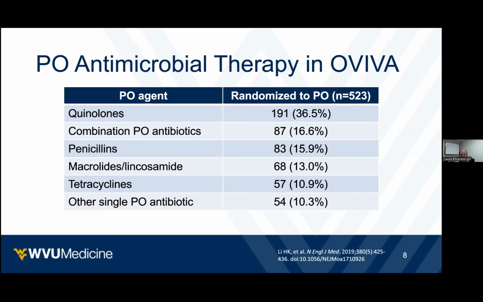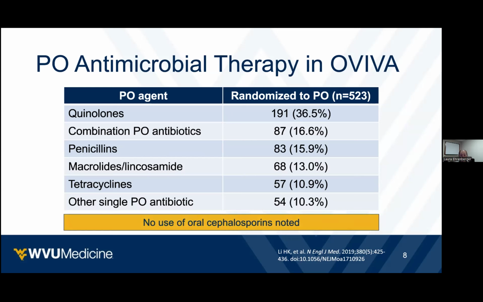Looking at the OVIVA trial a little bit more in depth and the different regimens that they used, you can see in the chart here the oral agents that were used and the percentage of patients who were randomized to these arms. The majority of patients were treated with fluoroquinolone therapy. About 15% received a penicillin, so there were some patients who received beta-lactams. However, there actually aren't any patients where the trial noted that they were treated with oral cephalosporins. So this is definitely a gap in literature, and my presentation will focus on these oral cephalosporins and how we can use them appropriately for bone and joint infections.